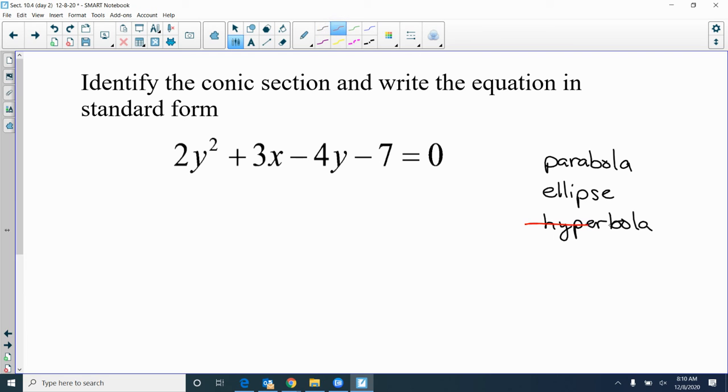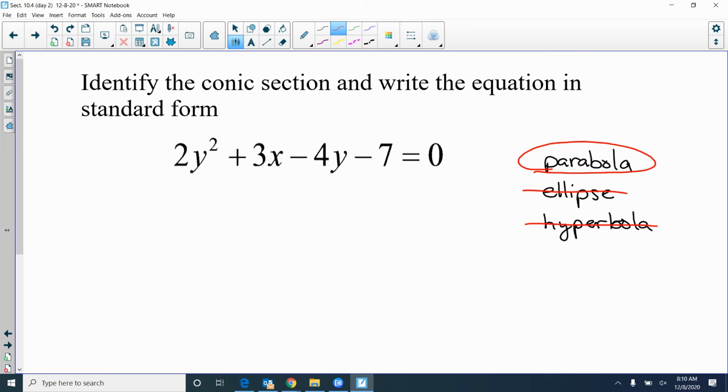Now there's a key thing that tells us which one it is and which one it isn't. To be an ellipse or a hyperbola, you have to have a y squared and an x squared. If only one of them is squared, then it is going to be a parabola. So for this case here, it is a parabola.